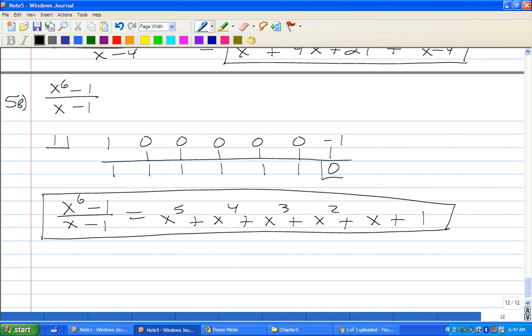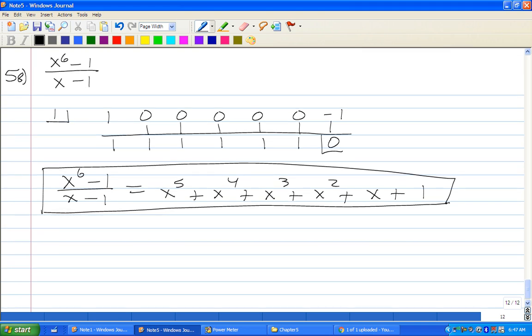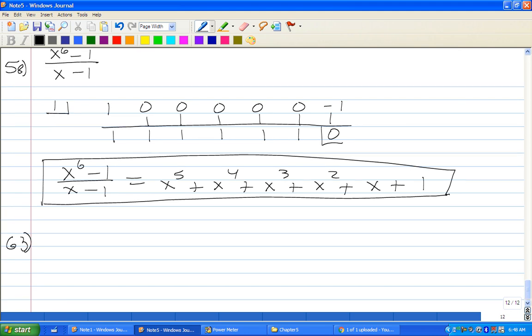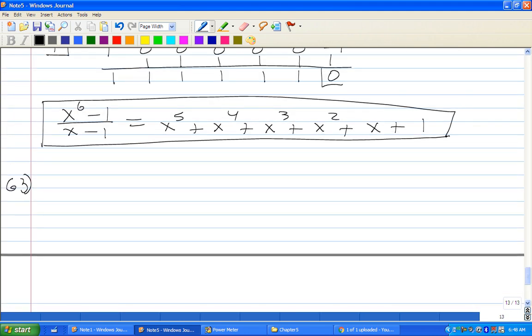So the question is, well, what would happen if you had instead something that didn't have a 1 in front of the linear term, the linear coefficient being 1, in the divisor? And so what if you don't have a monic linear divisor? Well, let's do problem 63.